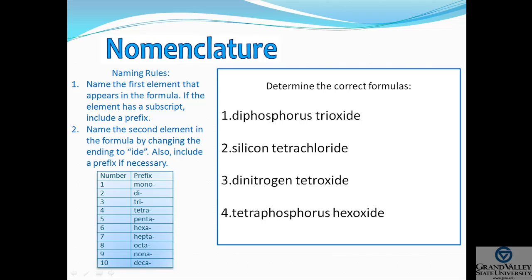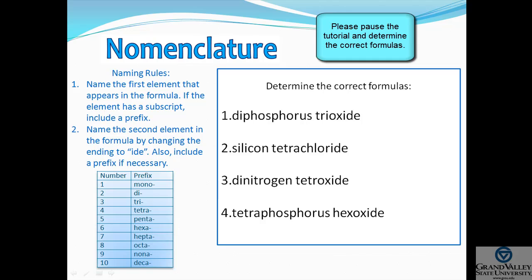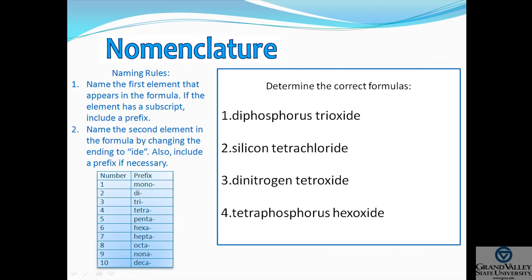Now let's try another set of problems. Please pause the tutorial and determine the correct formulas. For problem number 1, the prefix di indicates that there are 2 phosphorus atoms present in the compound. The prefix tri indicates that there are 3 oxygen atoms present in the compound.